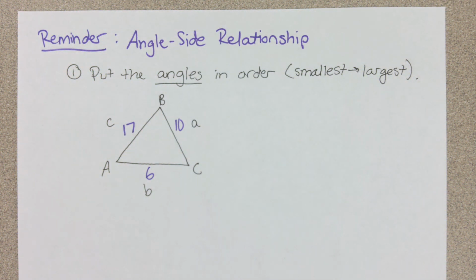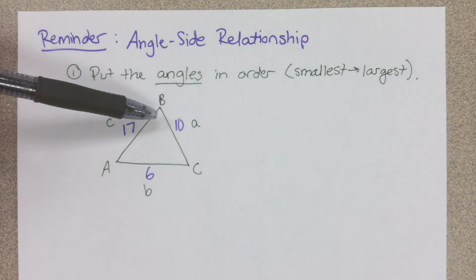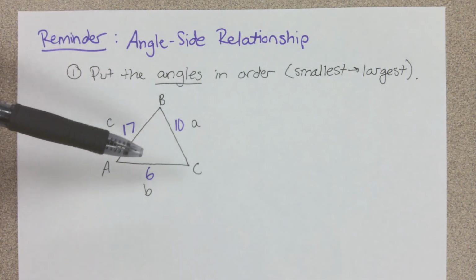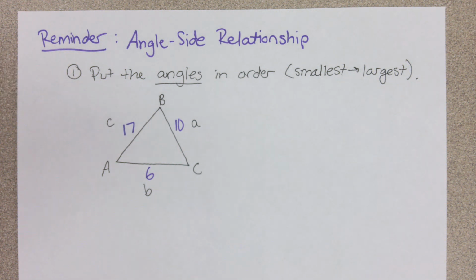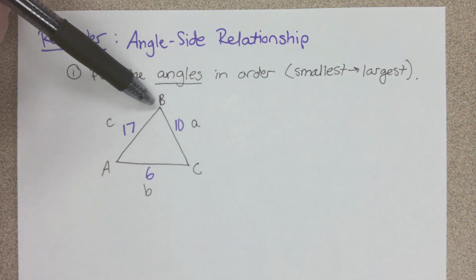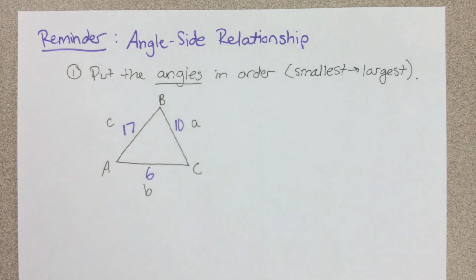To sum that up, basically, the smallest angle is across from the shortest side, and the largest angle is across from the longest side, and it's that concept exactly. If it's narrower, then there's going to be less distance across from it, essentially.